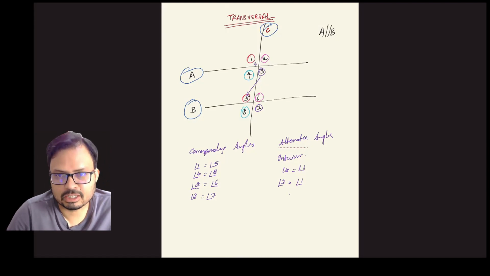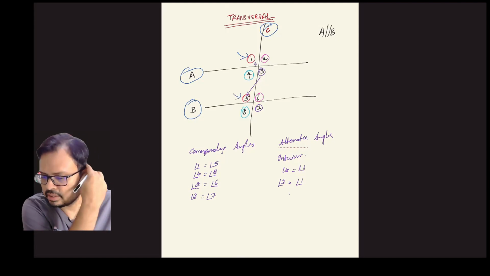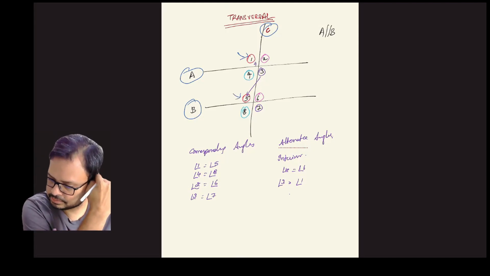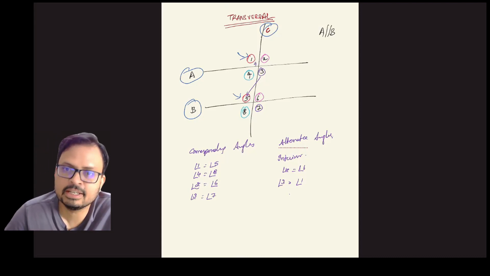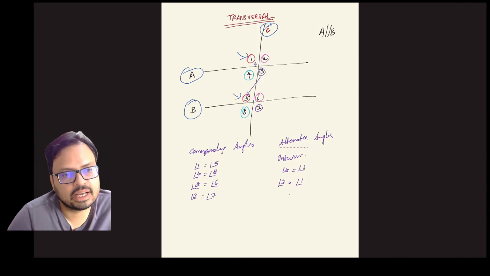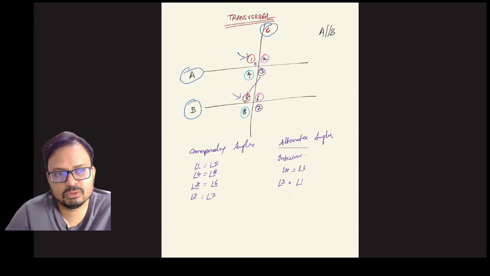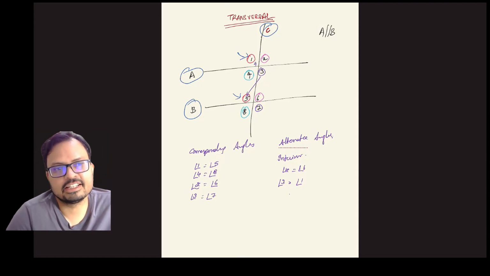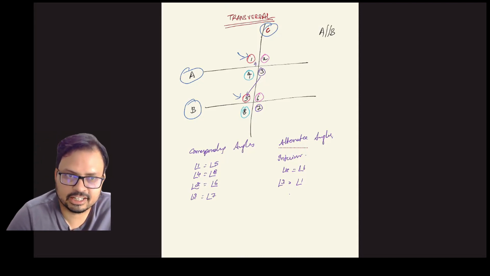First, let's talk about corresponding angles. Transversal C cuts line A and line B. So let's take angle 1 and angle 5. These angles are called corresponding angles. Angle 2 and angle 6 are also corresponding angles, right? Angle 4 and angle 8 also follow corresponding angles. There are external corresponding angles and internal corresponding angles kind of thing.